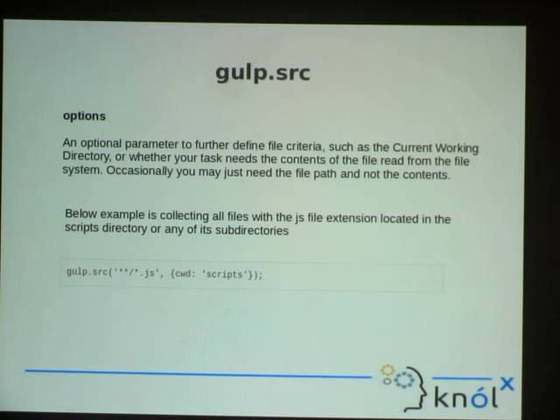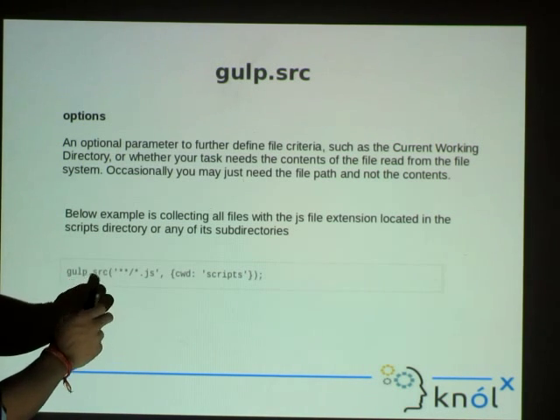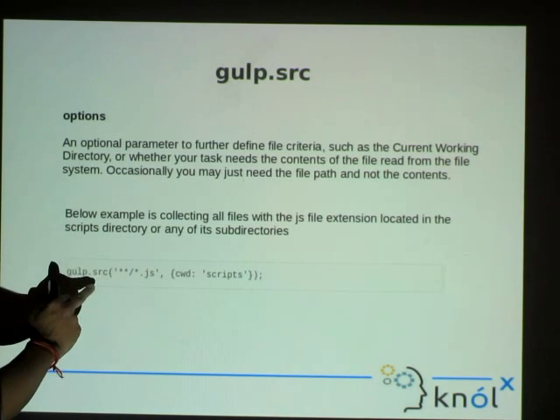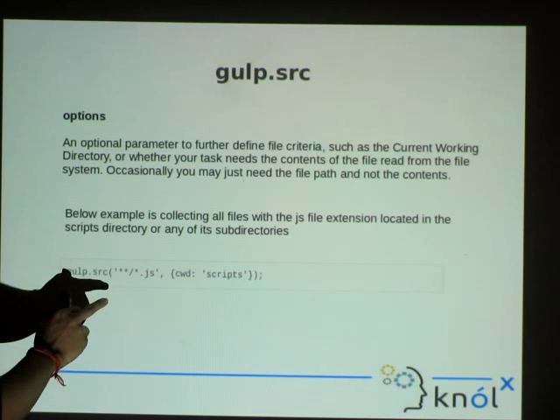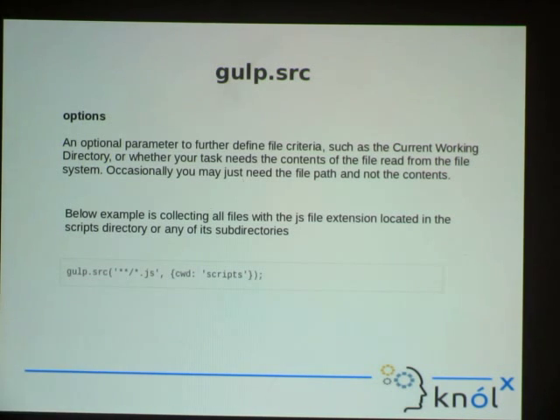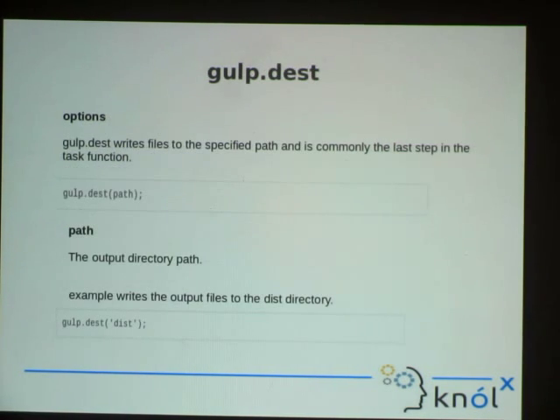The below example is collecting all the files with the .js file extension located in the script directory or any of its subdirectories also. If we remove this, then it will only look in the root folder, where we have all the files with the .js extension.